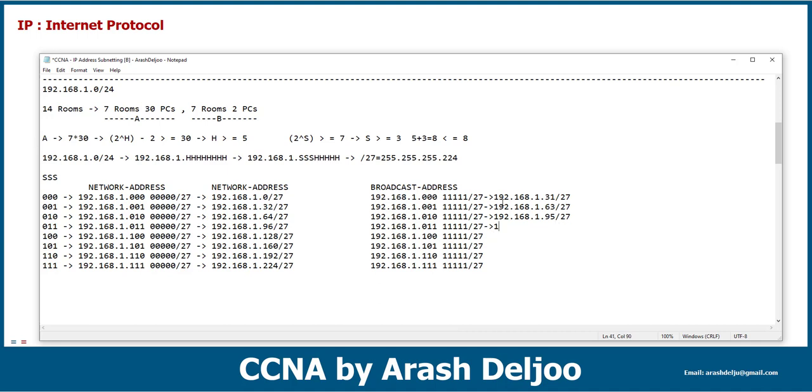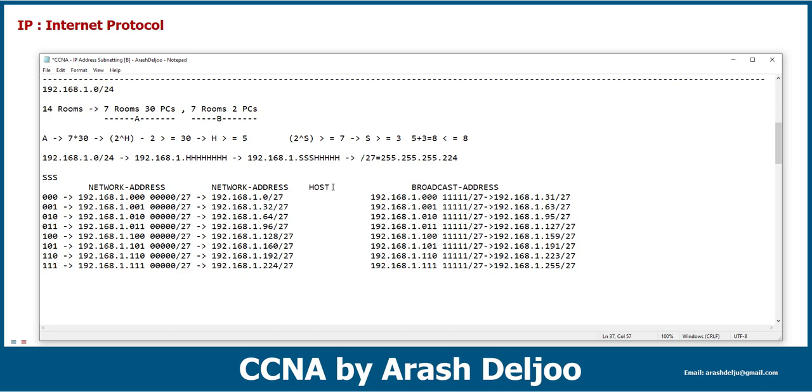And then here 192.168.1.159/27, and then here 192.168.1.191/27, and after that 192.168.1.223/27, and finally, the last broadcast address is 192.168.1.255/27. That's it. And you know that the host addresses are the addresses between the network address and the broadcast address.